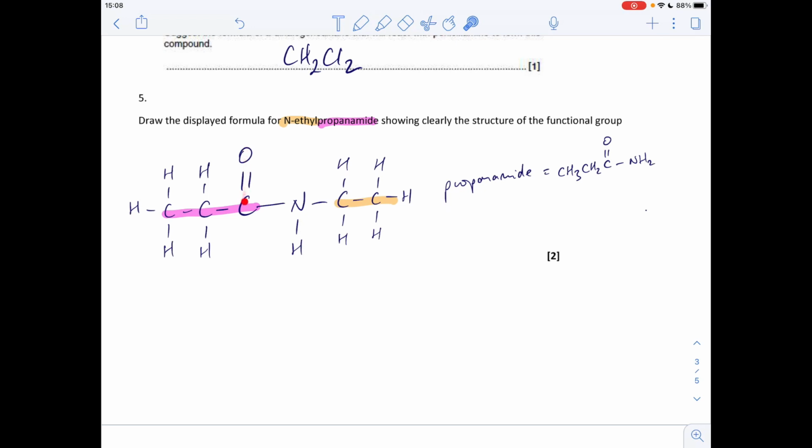You don't have to do what I've done there, where the C double bond is on one side and that's on the other side, because obviously this bond can freely rotate anyway. It's a sigma bond. So if you've drawn the NH that way on, that's fine as well.